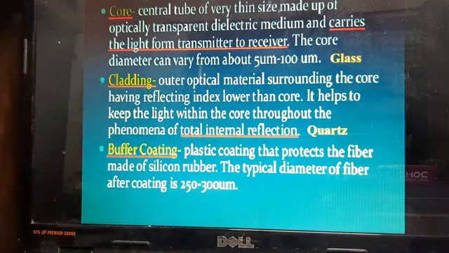Next, buffer coating means the upper 3 layers. It is the plastic coating that protects the fiber, made up of silicon rubber, and the typical diameter of fiber after coating is 250 to 300 micrometer.